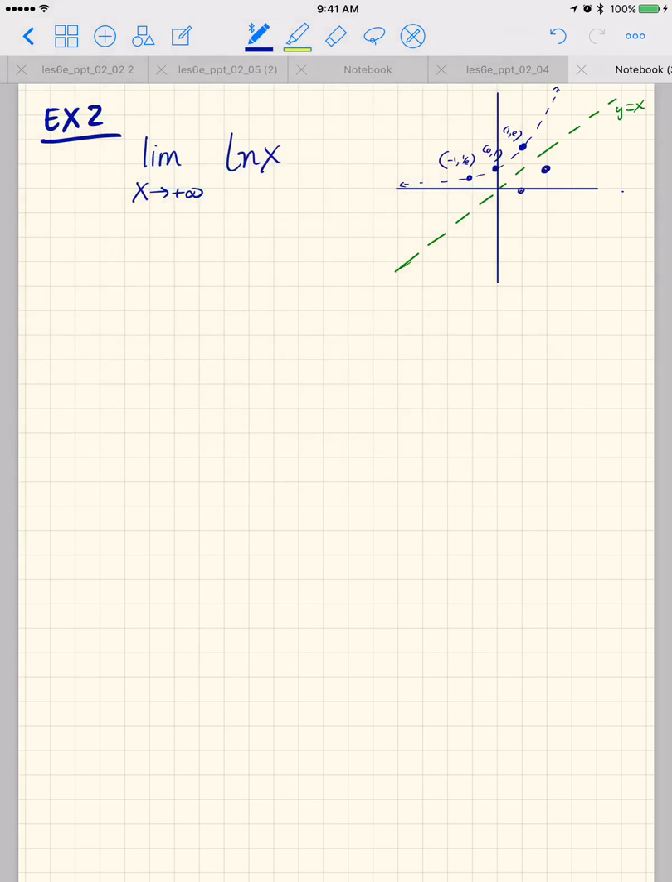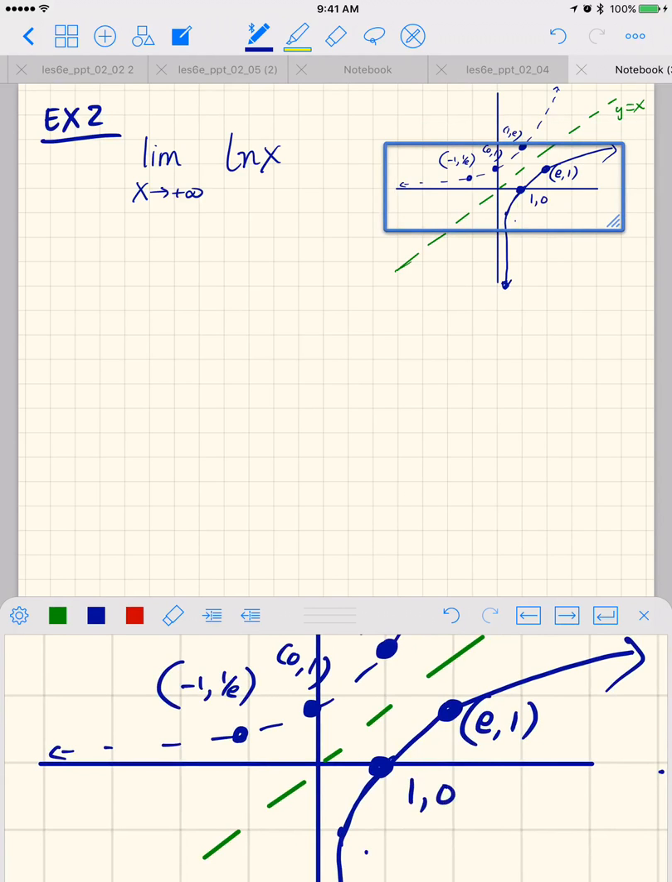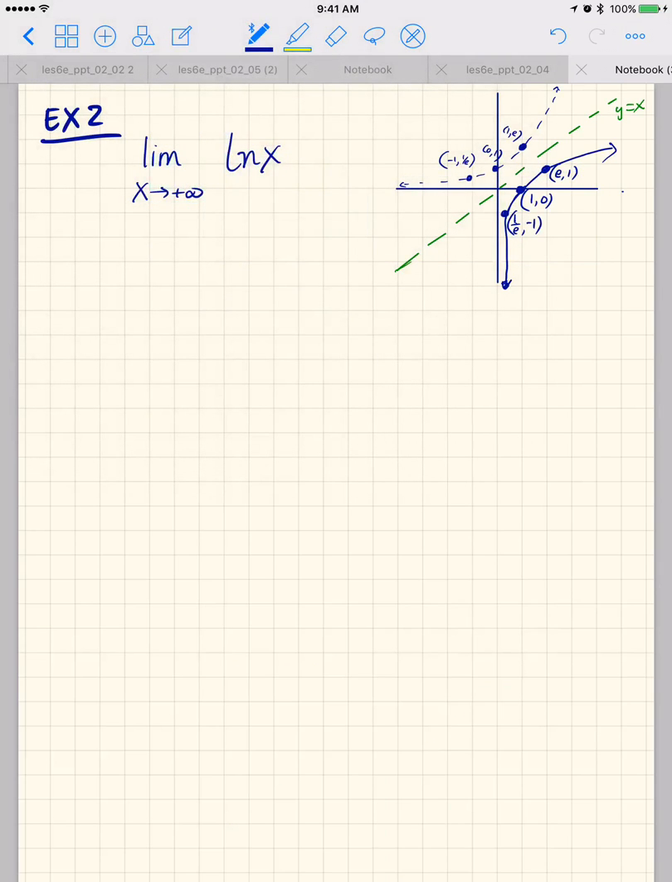So let's see here. So you're going to get something that's like something like this. Now, this point is going to be e comma 1. This point is going to be 1 comma 0. And this point is going to be 1 over e comma -1. Okay? And this is your natural log. This is your y equals natural log of x.